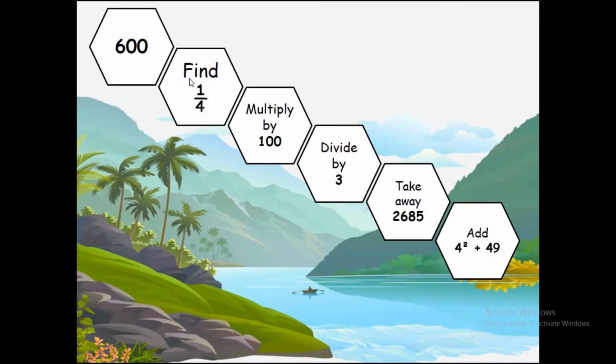Remember, we start at 600. Find a quarter of that. Whatever the answer is to that, we multiply it by 100. Whatever you find then, you divide by 3. Whatever you find then, you're going to take away 2,685. And then whatever you find at the end, you're going to add 4 squared plus 49. I'm going to pause. You're going to work it out.